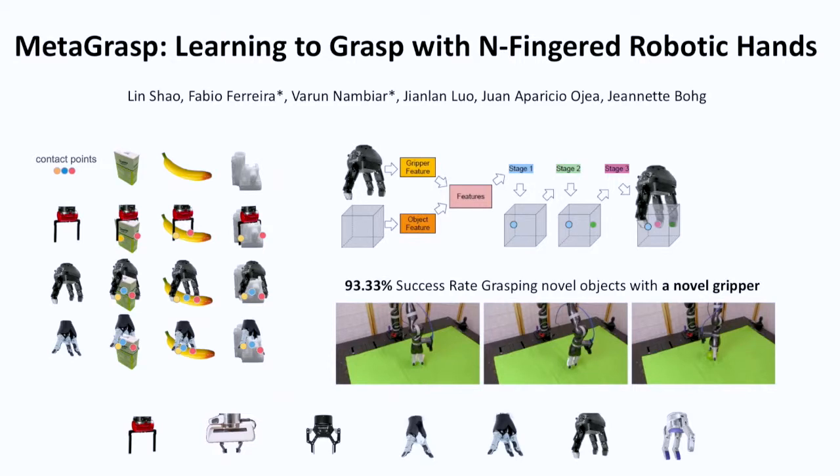By using the contact points as the output, we are able to transfer between a diverse set of n-finger robot hands. We show in quantitative simulation experiments that our model is able to predict the valid contact points for 2 and 3 finger robot grippers. In real-world experiments, we also show that our model is able to predict valid grasps on novel objects using a novel gripper without actual retraining.